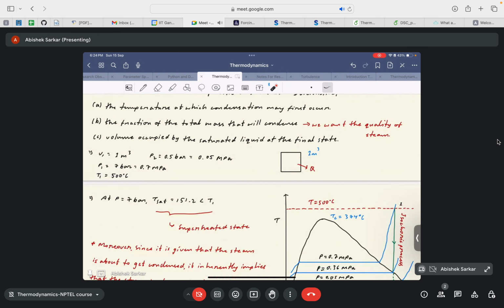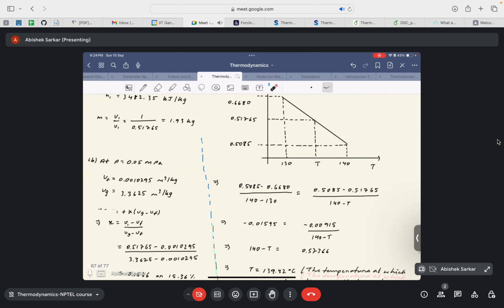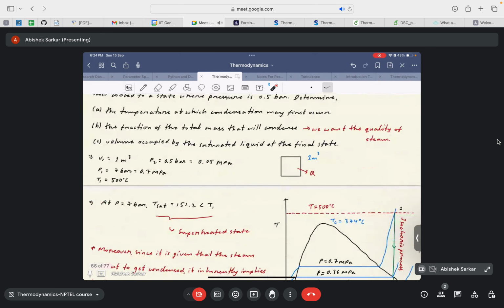Now let's see. The first part is done. This 139, let me just go back to it, 139.42 degrees Celsius. So the answer to the first question is 139.42 degrees Celsius. Okay, so the second part of the question is the fraction of total mass that will condense. So we need to find the quality of the steam.